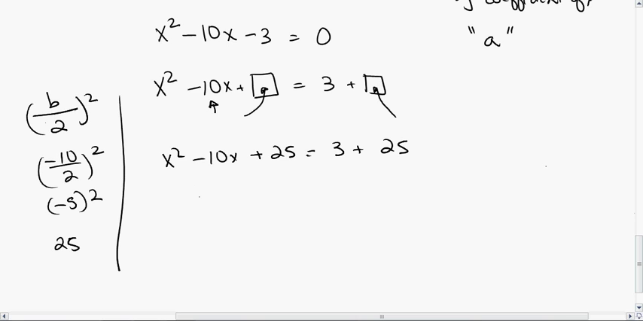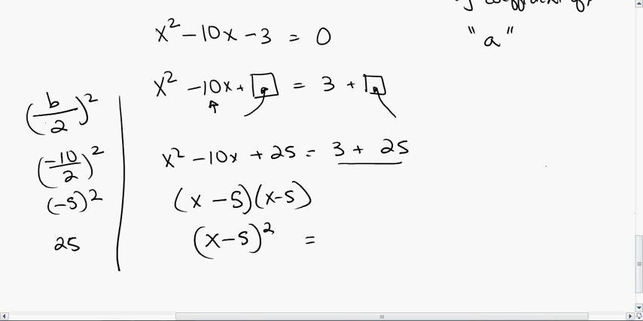Let's factor the left. X squared minus 10x plus 25 becomes x minus 5 times x minus 5. You may want to skip that step and simply write x minus 5 squared. And that's what I have on the left. And on the right, I've got 3 plus 25, which is 28.